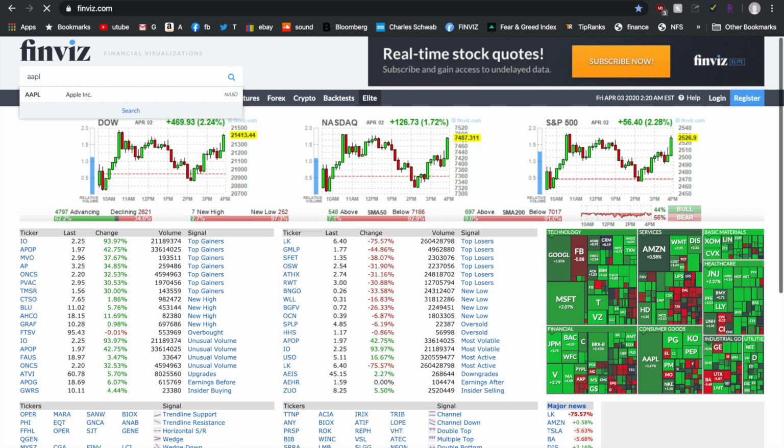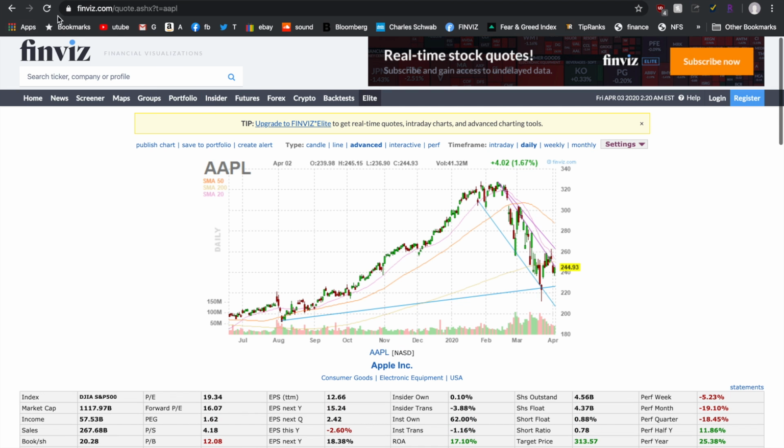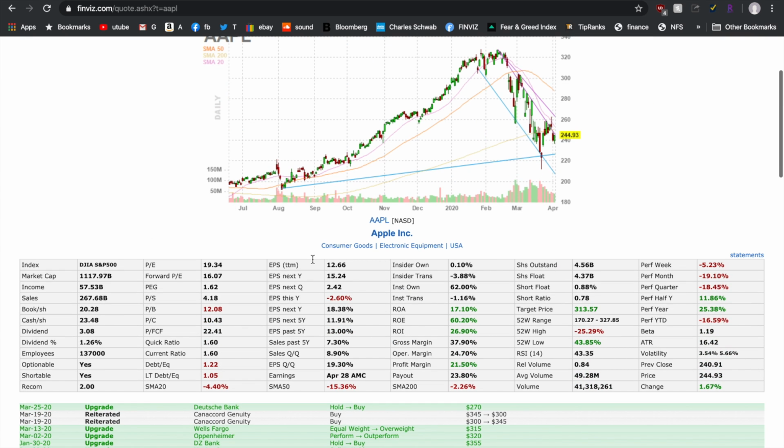Okay, so hopping over to finviz.com, you can see Apple. Here's a nice little chart here. We'll get into all these numbers maybe later or maybe not. We'll see if you guys want to have more content or more details.